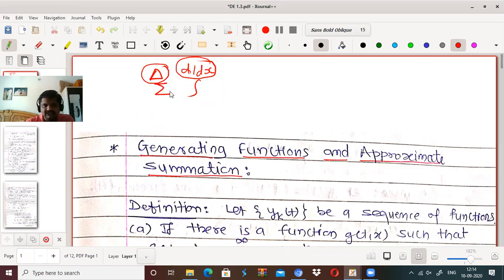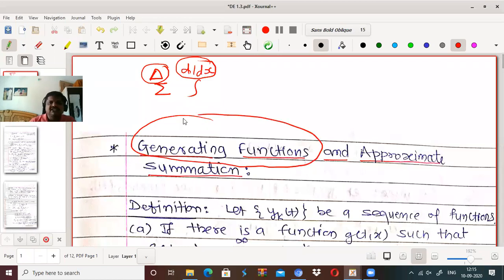These are the things we want to keep in mind. Now today we will see generating functions and approximate summation. So first of all we will go for generating functions. What is meant by generating function? What is meant by generating? Generating means which generates a given thing.